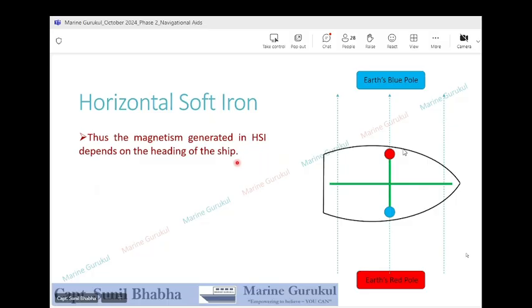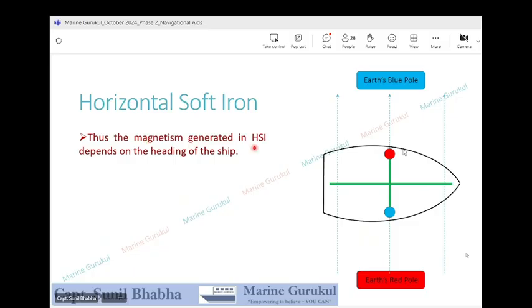There will be no magnetism, or negligible induced magnetism, generated on the fore and aft longitudinal. On the other hand, with the ship heading east, the athwartship beams are now lying in the north-south orientation. The Earth's magnetic field is also in the north-south orientation, so they are perfectly aligned with each other, generating maximum possible induction on the athwartship beams.